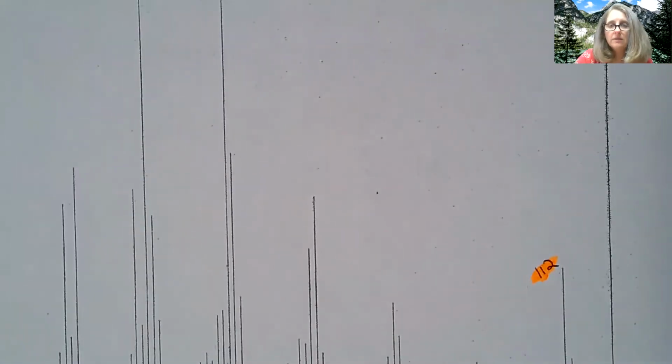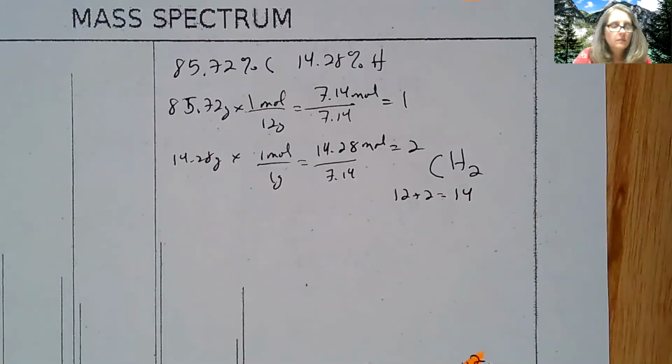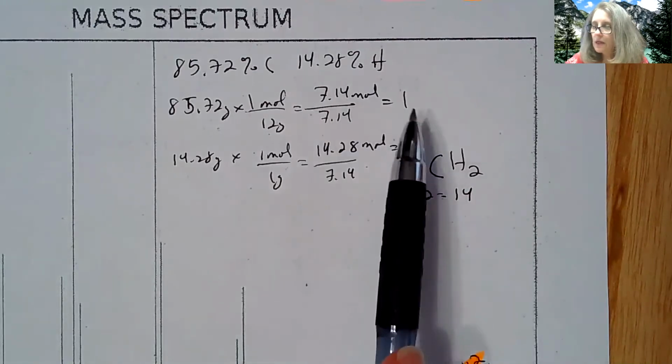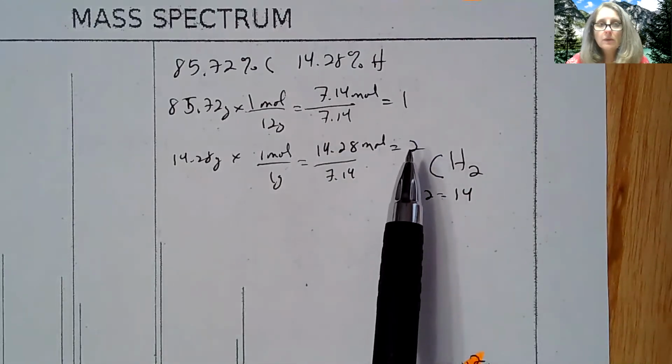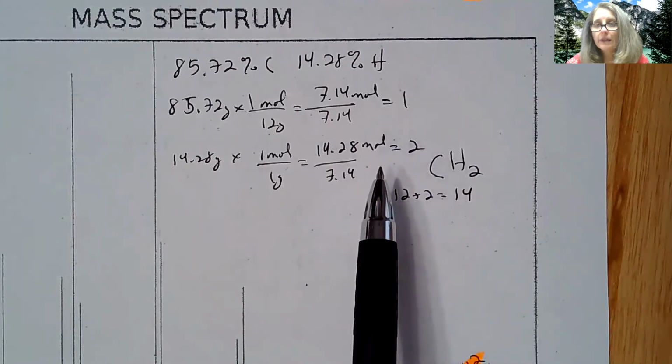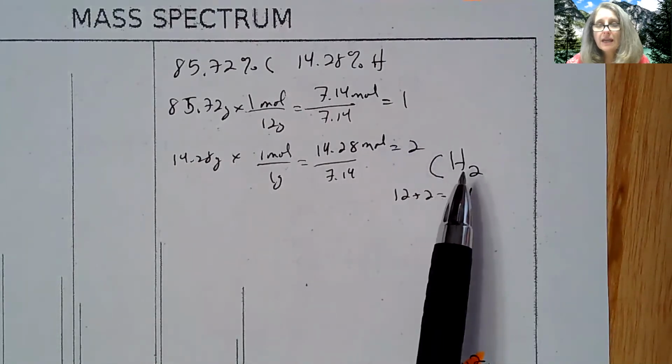I'm going to pause the video and then come back. So I did it the more traditional way because I want to show you something. If you do it this way, you end up with a 1-to-2 relationship. The numbers actually come out very nicely. So you get a formula of CH2.